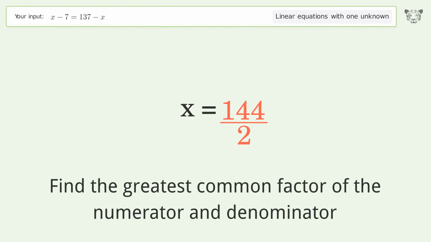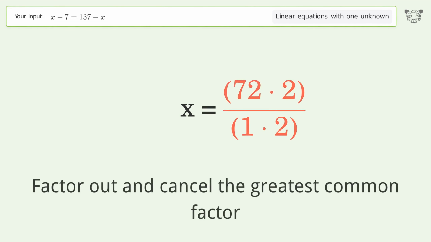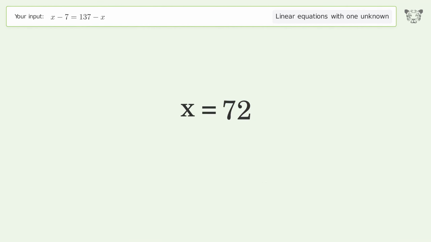Find the greatest common factor of the numerator and denominator. Factor out and cancel the greatest common factor. And so the final result is x equals 72.